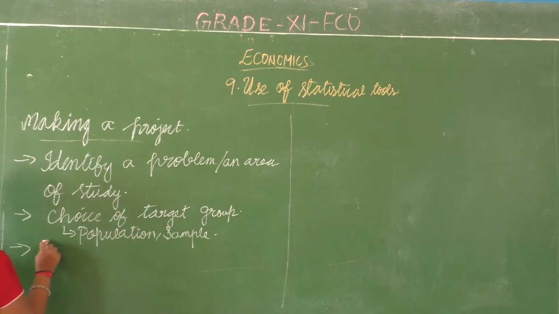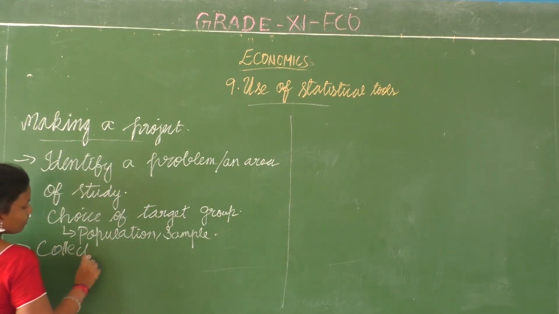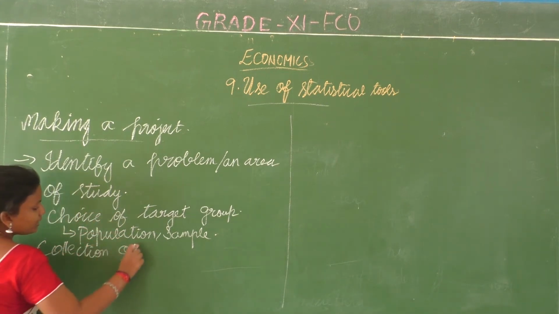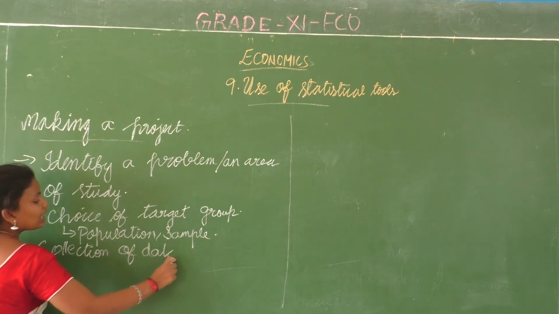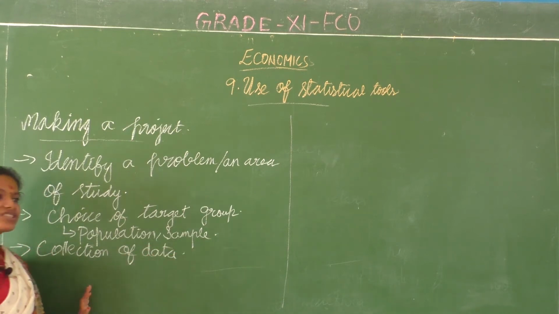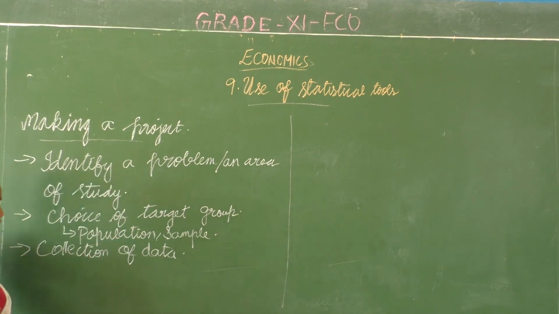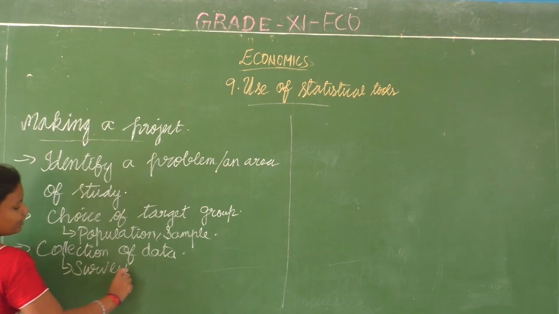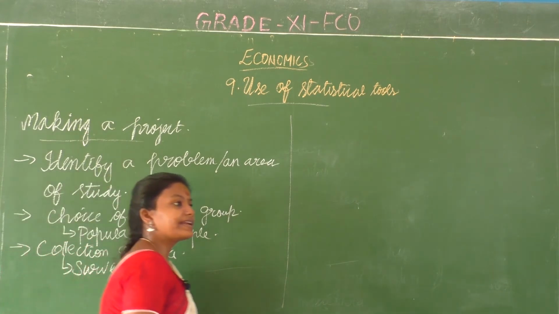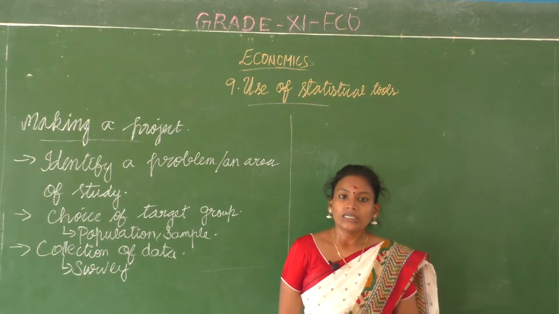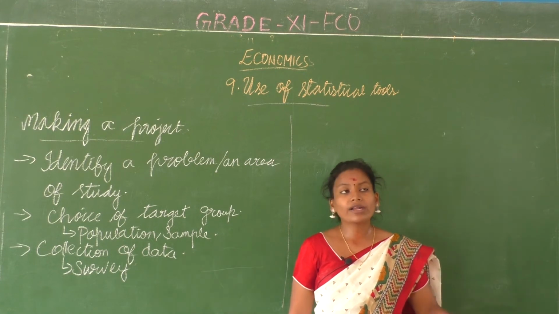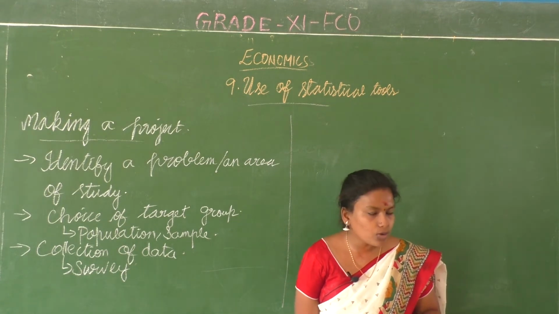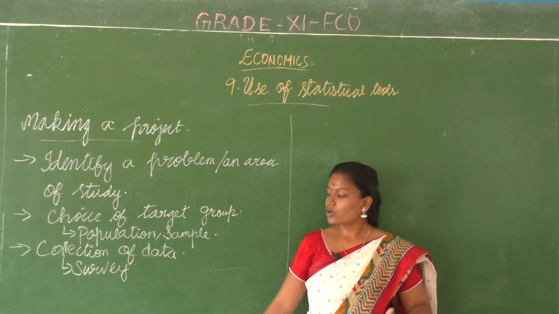What is the third step here? Collection of data. What will you be doing, children? You will be collecting your data. And how do you collect your data? By conducting surveys. Or if you are going to use secondary sources of data, then that can also be done.